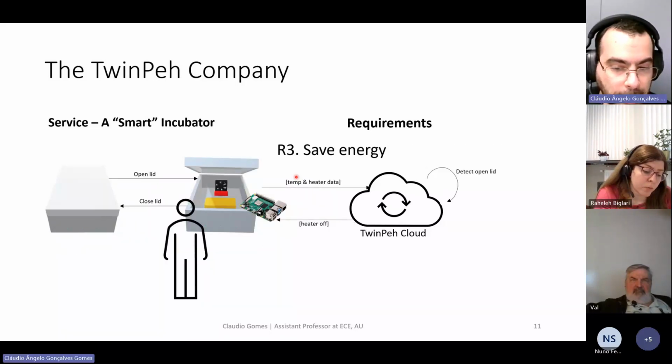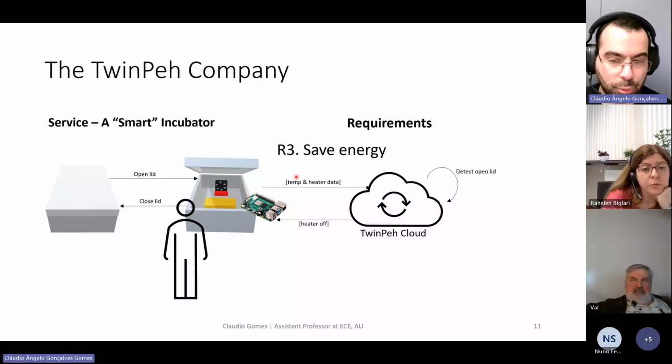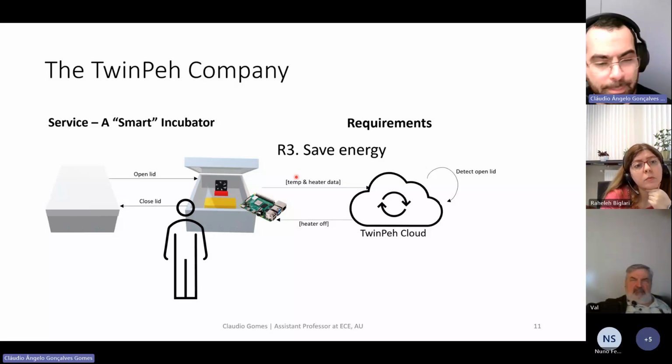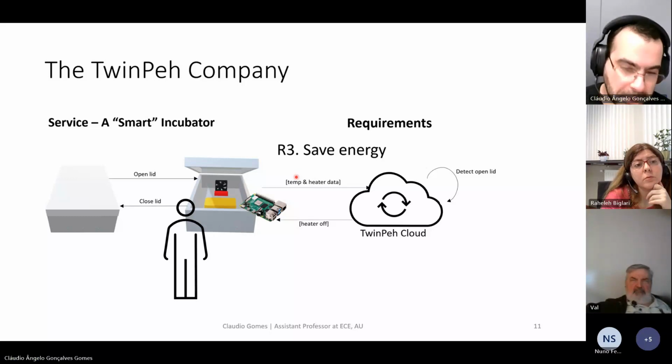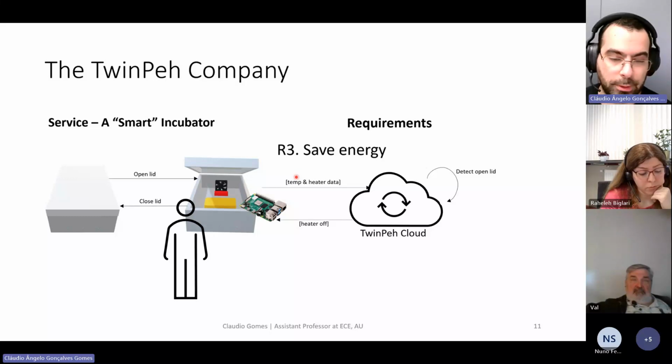Another requirement here could be save energy. So we know as part of making the tempeh, the user will need to open the lid occasionally to check on the progress. Nothing really bad happens if the user opens the lid and closes it right away. But if the user forgets the lid open, then we're wasting energy, right? So we may want a system that can intervene, reconfiguring the controller of the physical twin when the lid is open to save energy, right?